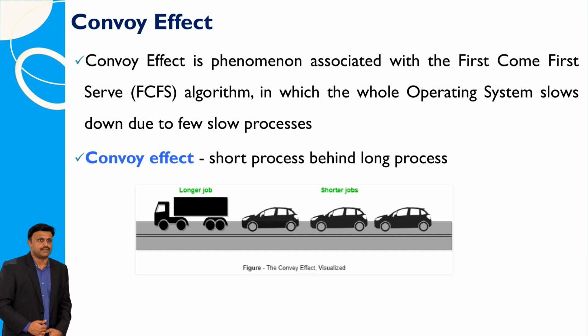The Convoy Effect, tied to the first-come first-served algorithm, describes a scenario where the entire operating system experiences a slowdown because of a few sluggish processes. It occurs when shorter processes are queued behind longer ones, exacerbating delays and diminishing overall system efficiency.